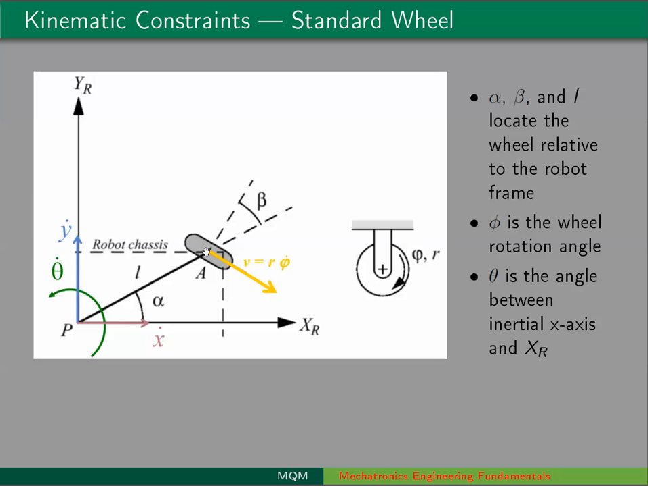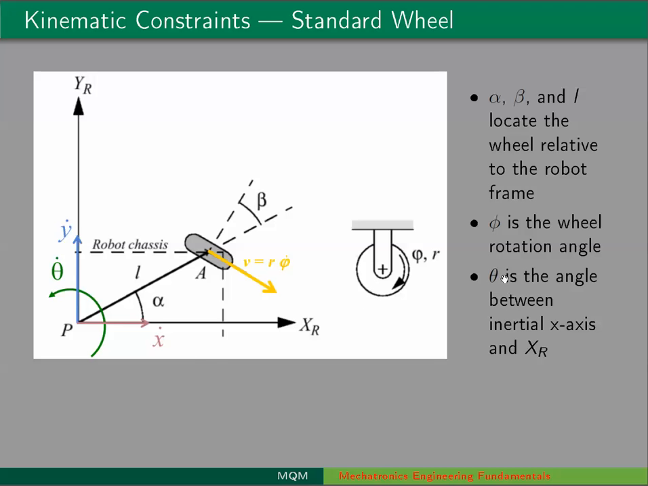And then the wheel, if it's steerable, the steering angle is called beta, shown here. And if it's fixed, then that beta won't ever change. So all these parameters, alpha, beta, and L, locate the wheel relative to the robot frame. And then the wheel rotation angle is called phi. We use the letter phi to denote the wheel rotation.